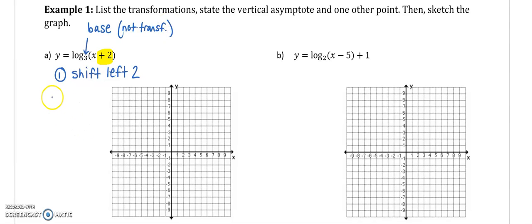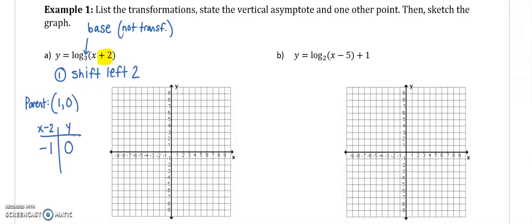Remember, I'm starting with the parent function point. So I should say parent is (1, 0), the x-intercept. If I want to shift it, I'm just going to create a table, even though there's only one point. And I'm going to shift left 2. Left 2 means taking my x value and subtracting 2, but keeping the y value the same. So the original x value was 1. I'm subtracting 2 from it, so it's going to be negative 1. But the y value is going to stay the same.